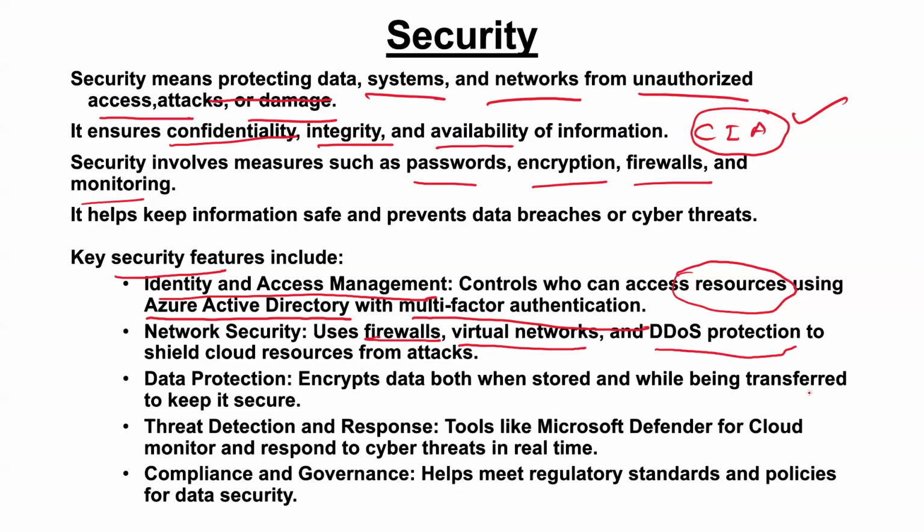Then we have data protection. We will look into the encryption part, how we can encrypt, and we have something called Key Vault, and how we will use it for data protection. Lastly, we will see threat detection and response, which comes with Sentinel as well as Microsoft Defender. These are the two parts we will look at, because on Sentinel we can do threat detection and response, and on Microsoft Defender for Cloud we can do it as well.